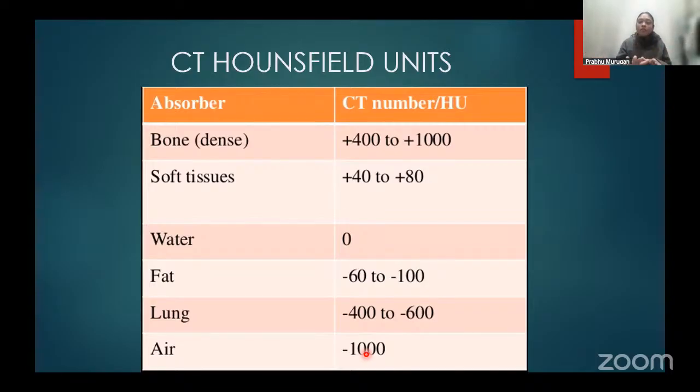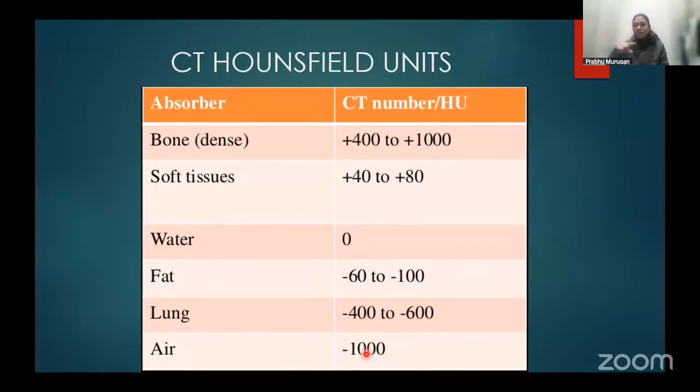Soft tissues have a Hounsfield unit between plus 40 to plus 80, and fat has a Hounsfield unit between minus 60 to minus 100. Below that only is your lung. Minus 60 is greater than minus 1000, I hope you don't get it wrong. Minus 1, minus 2, this is how it goes, right? So minus 1000 means it is very low. Minus 60 is slightly higher.